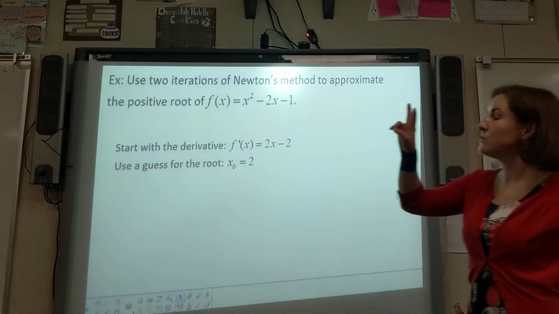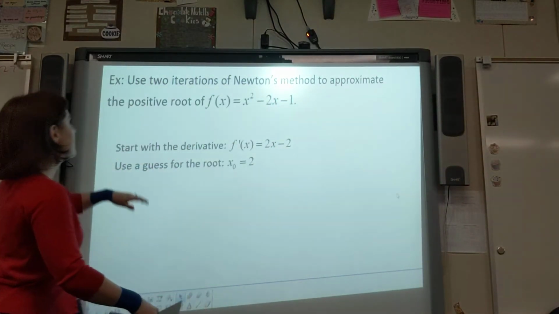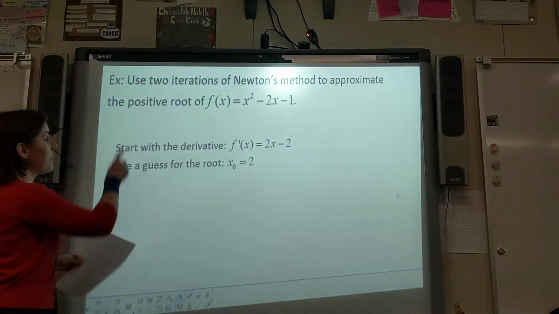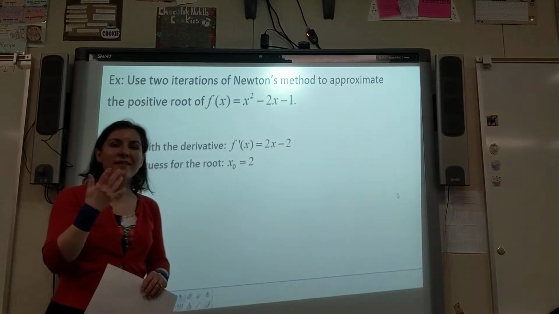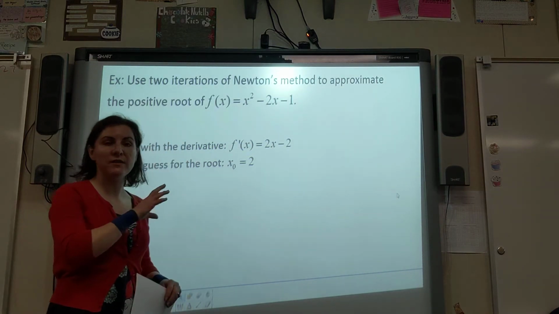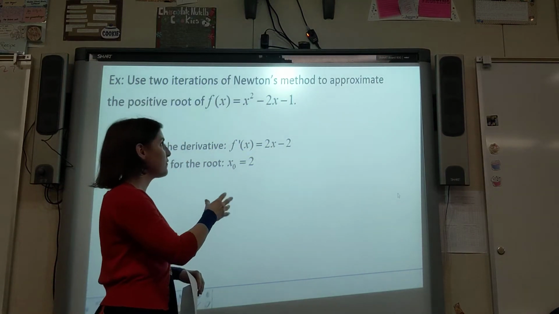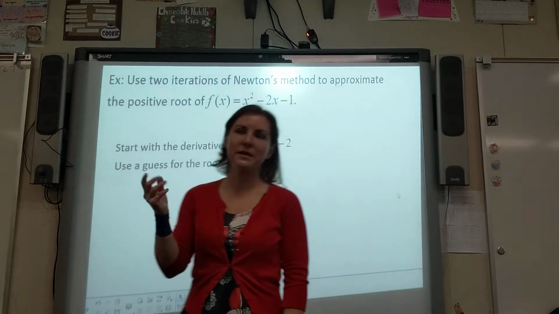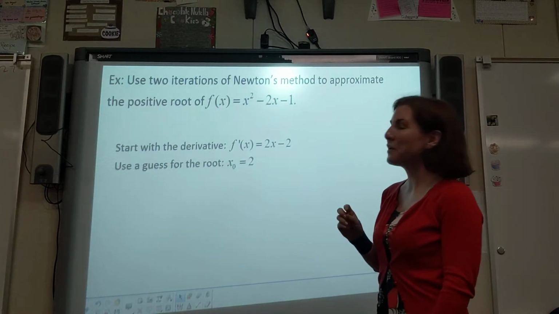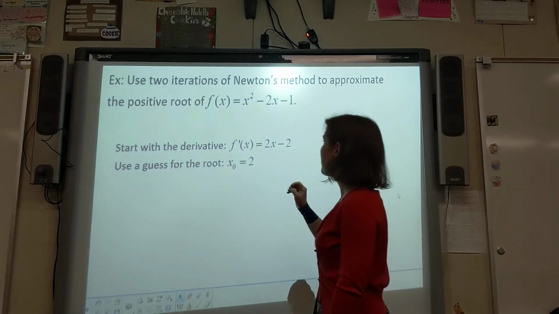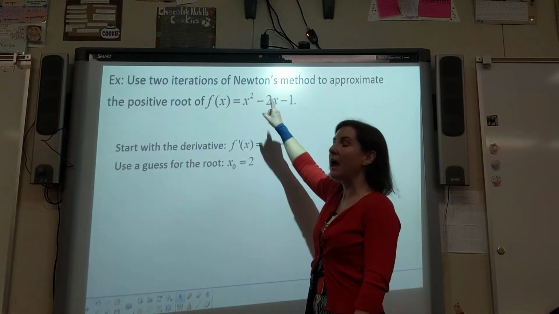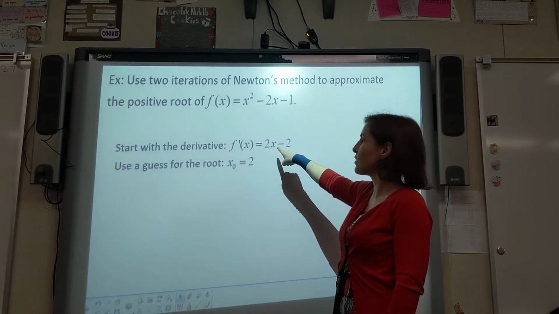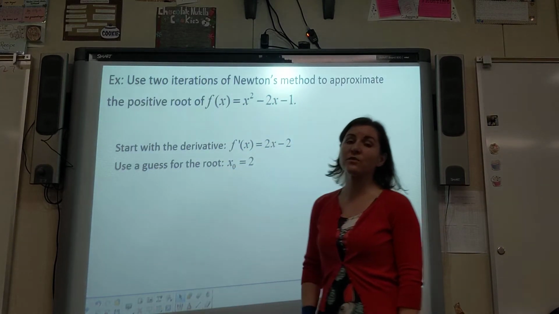I'm going to use two iterations of Newton's method to approximate the positive root of f of x is x squared minus 2x minus 1. That's not factorable. We wouldn't be able to find the root by factoring. Of course, we could use the quadratic formula, but we're going to go for Newton's method here. Okay, so the things that I need: the function, I need its derivative, we're good at that, and I need a guess for the root.